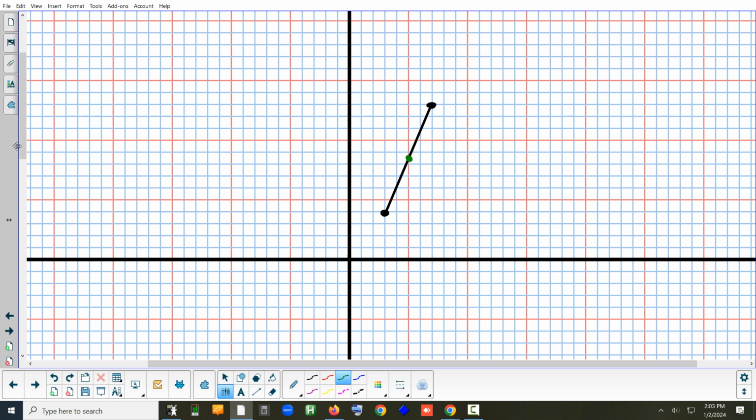Now, instead of the midpoint, what if I said I wanted the quarter points? How would you figure out, instead of dividing the line segment into 2 pieces, which is a midpoint, how would you divide it into 4 pieces, which would give you the quarter points? Would you just divide by 4? Let's see, take your coordinates, add them up, and divide by 4. Yeah.